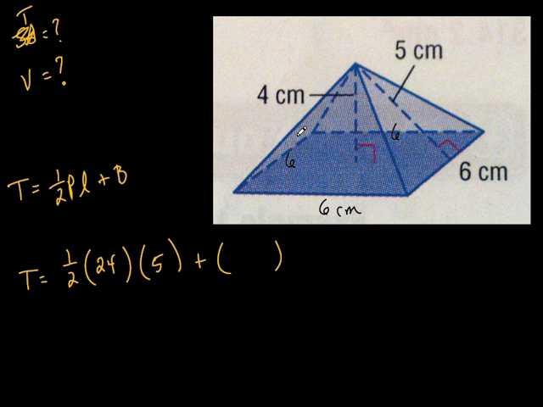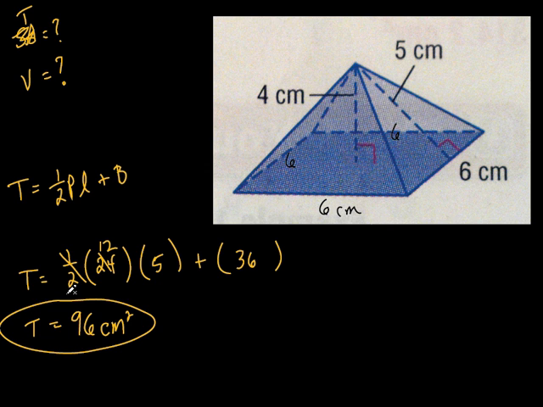Now, you got to think area. This is a square, so how do you find the area of a square or area of a rectangle? It's length times width. 6 times 6. What's 6 times 6? It's 36. So now you plug all that stuff in. Let's do this in our head. 1/2 of 24 is 12 times 5 is 60 plus 36 is 96. All right, so the total surface area is 96. Now this is area, so it's centimeters squared, and that's how you find the total surface area.